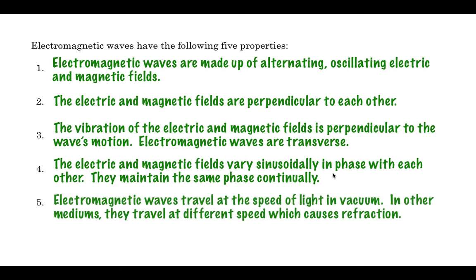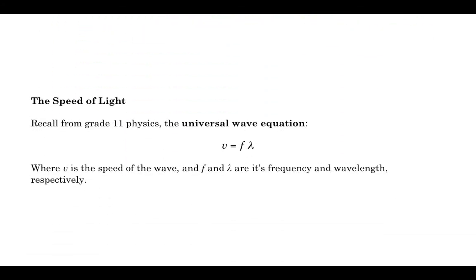Electromagnetic waves travel at the speed of light. Okay, that's why it's called the speed of light. But this is what electromagnetic waves travel at in a vacuum. In other mediums, they travel at different speeds, which causes refraction, and we're going to talk about that in part C of this lesson. So the speed of light, we can talk about now. Recall from grade 11 physics, universal wave equation, v is equal to f lambda. v is the speed of the wave, f is the frequency, lambda is the wavelength, okay?